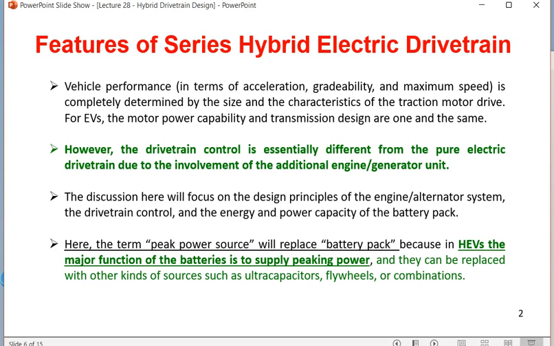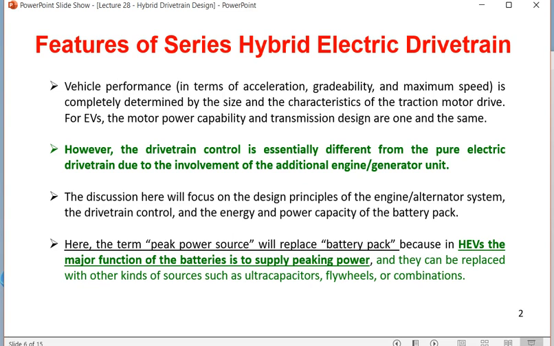So in HEVs, the major function of the batteries is to supply the peaking power. This is why there are two sources instead of one. In case of EV there is only one source, that is the battery. In case of HEV there are mainly two sources. One is for constant driving, another is for peak power requirement based driving. So the battery can be replaced with other kinds of sources like ultracapacitor, flywheel and combinations.